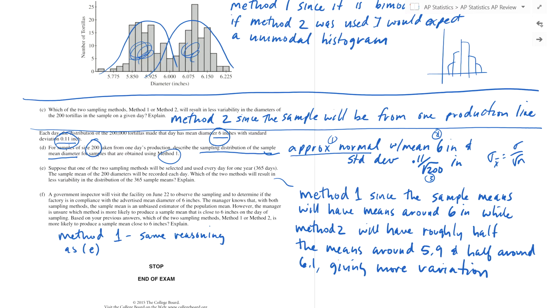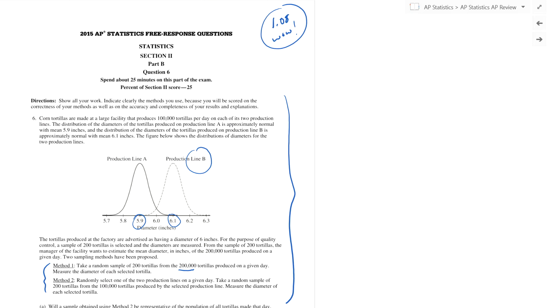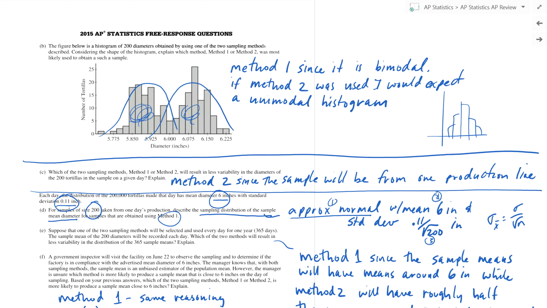Let me go back here and see. Select one production line on a given day. Take a random sample of 200. Okay, so one day you're going to use production line A, the next day A, the next one B, and so forth. You're going to randomly pick them. Which method will result in less variability in the distribution of the sample means?